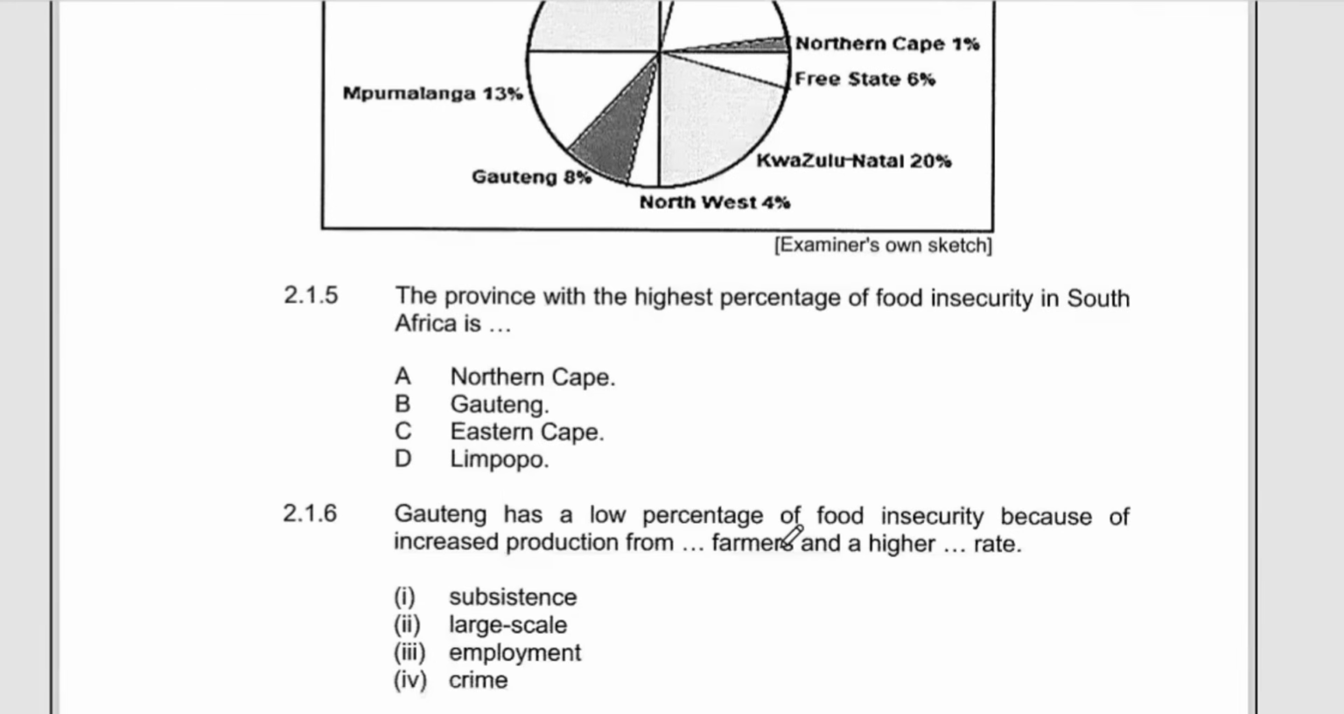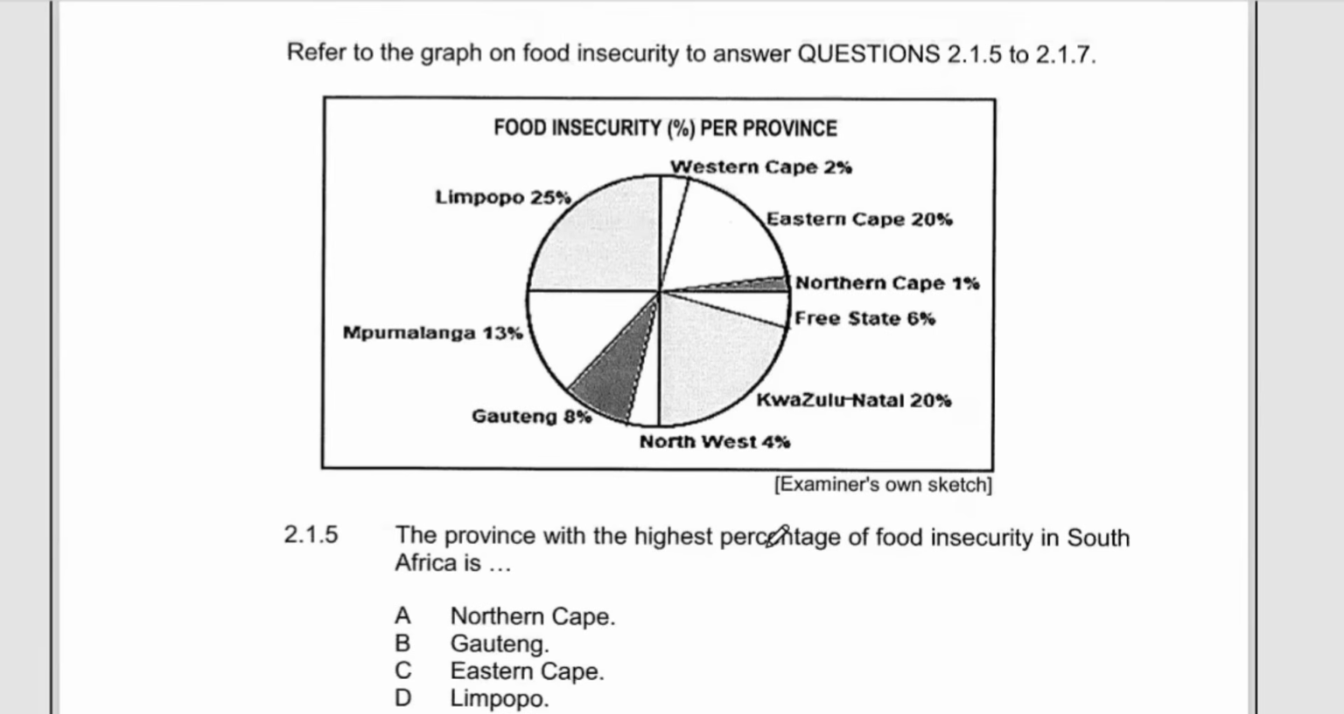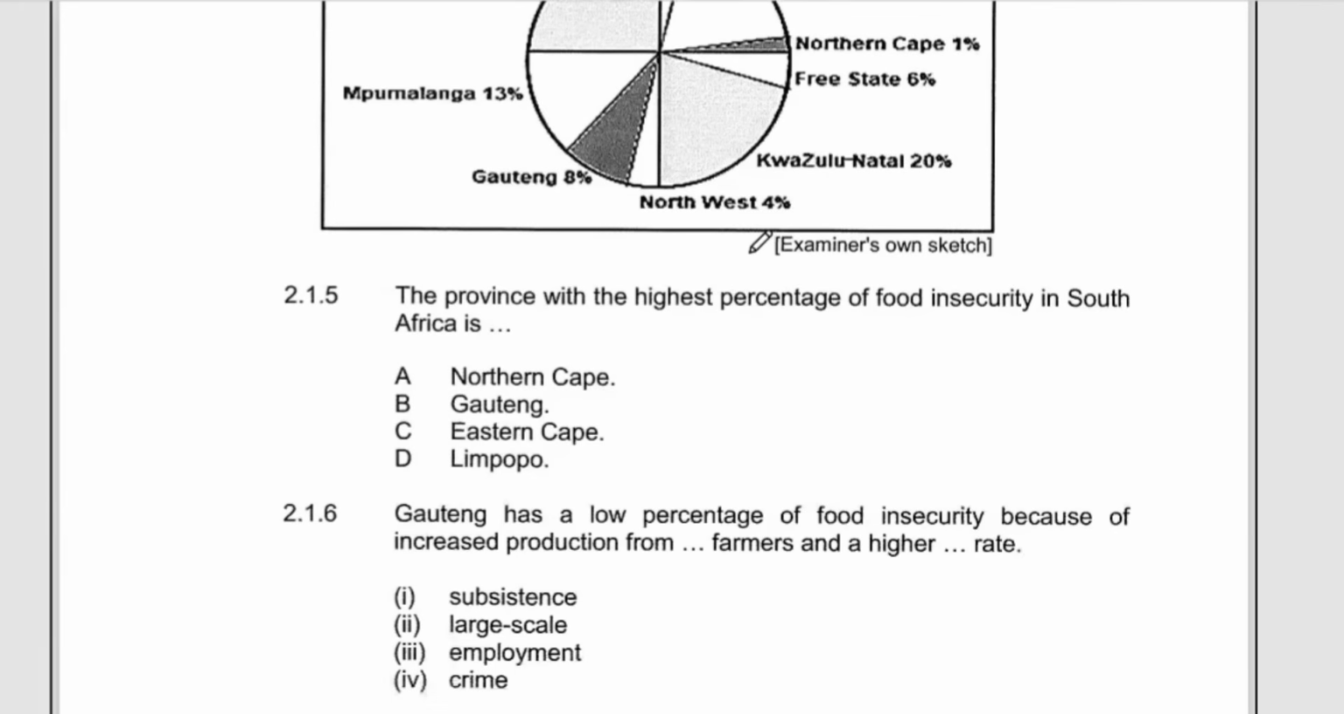The province with the highest percentage of food insecurity in South Africa, we just check. If we see Limpopo is having 25, followed by KZN with 20 and also Eastern Cape with 20%. So the province with the highest percentage of food insecurity, that is Limpopo. Right, the next question.